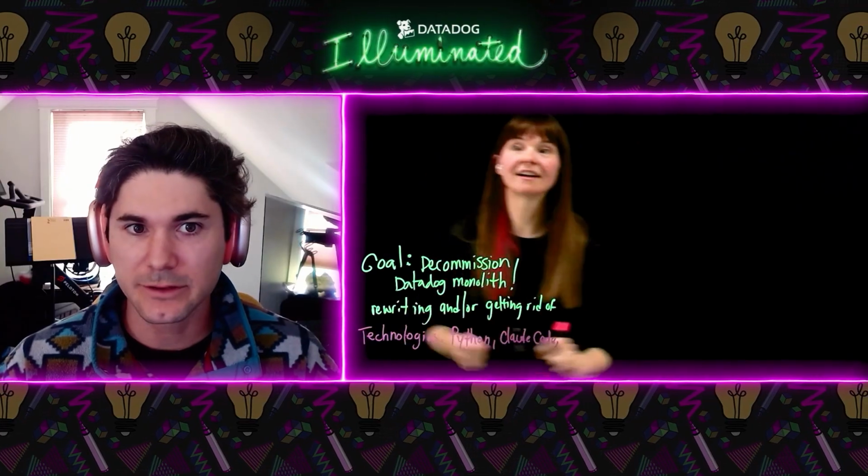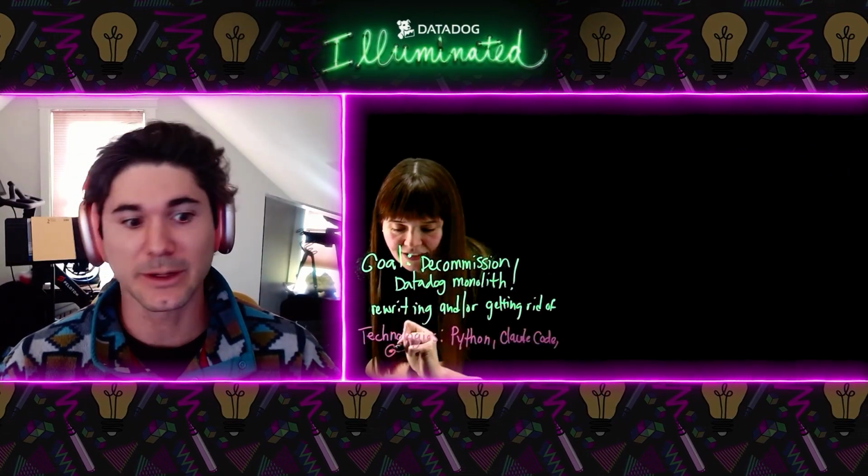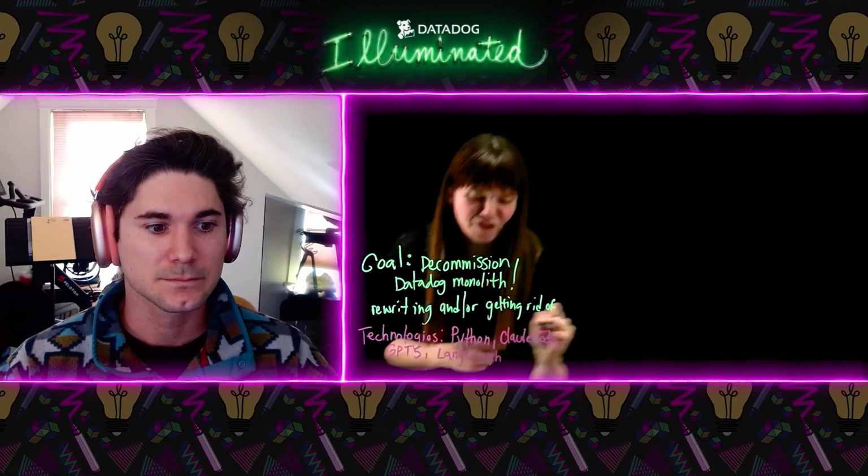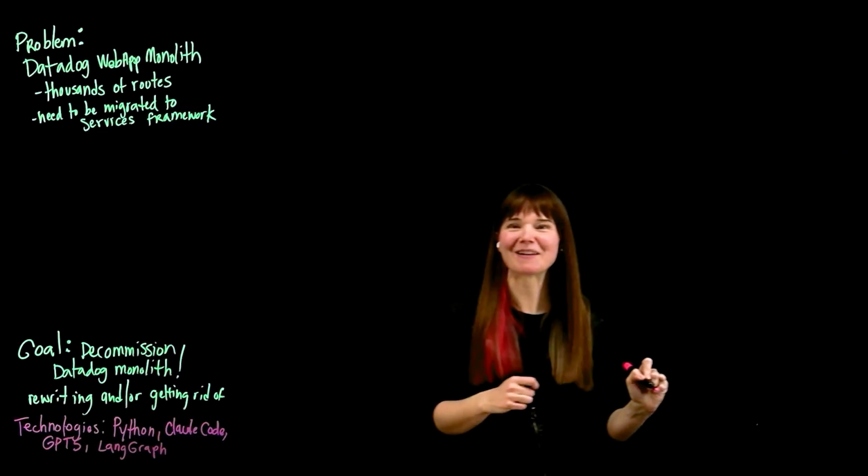So in the workflow, we use Claude Code to actually do the code transformation. We use GPT-5 to do a code review, which we'll talk about later as we get into the details. We orchestrate all of the steps of the workflow with LangGraph. Okay, and if you don't know what those are, we'll talk about it. We'll get there. So where do we start?